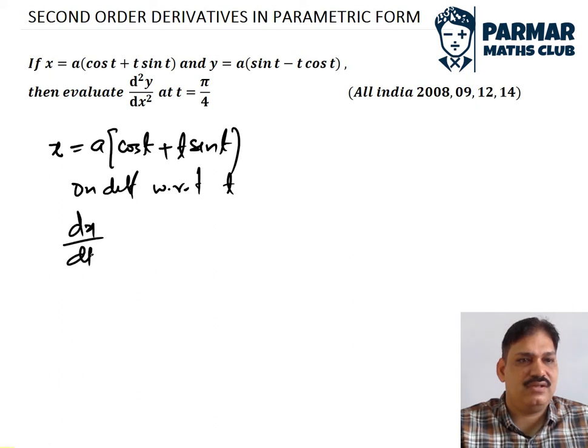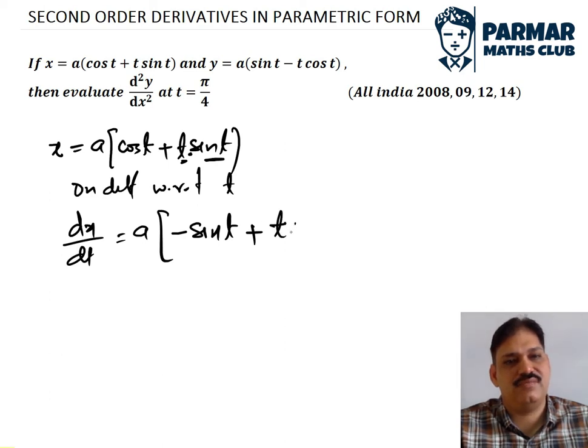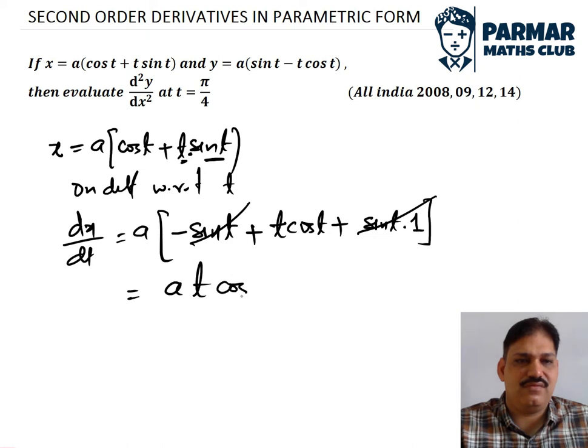dx by dt is equal to a times the derivative of cos t, which is minus sin t, plus here the product rule will be applied: t same, the derivative of sin t is cos t, plus sin t same into the derivative of t with respect to t, which is 1. This sin t will be cancelled out. This comes out to be a times t cos t. This is what dx by dt is.